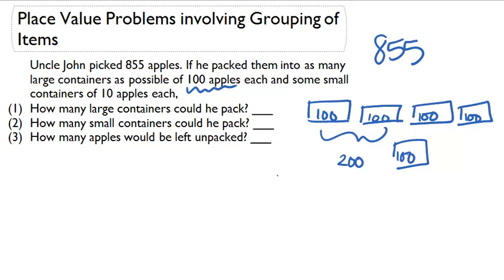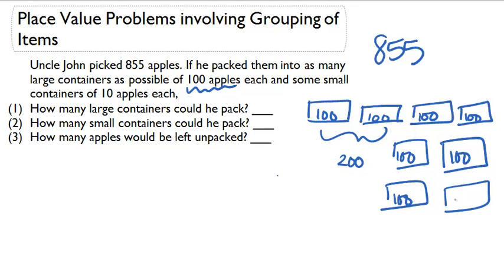Our fifth container contains another 100. That gives us 500. Our sixth container contains another 100 apples, giving us 600. Our seventh container contains another 100, giving us 700. Our eighth container contains another 100, giving us 800. If we were to add a ninth large container, we would go up to 900 apples. But we know Uncle John only has 855. So these are all the large containers he could pack.